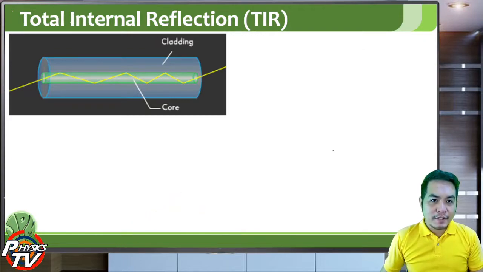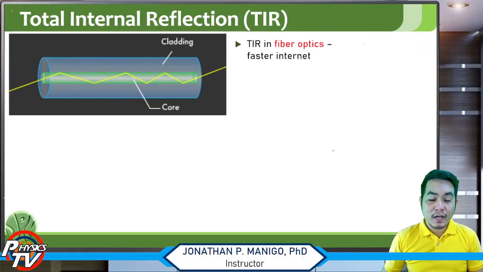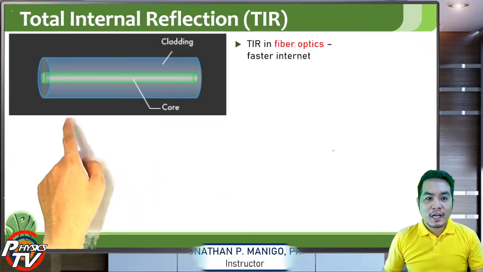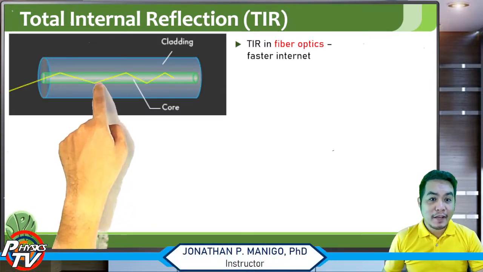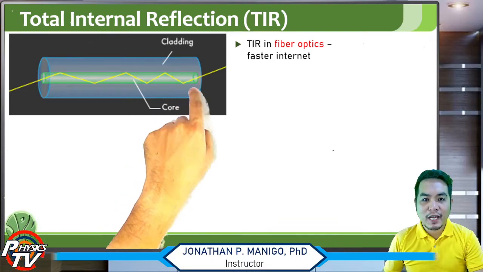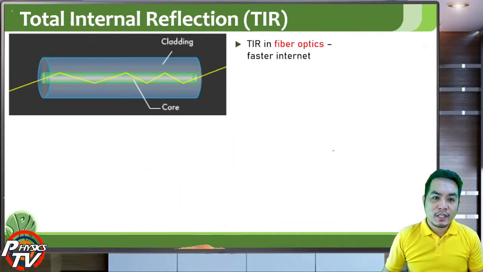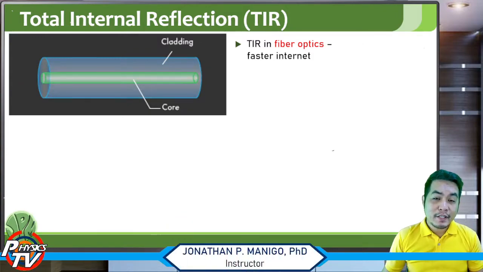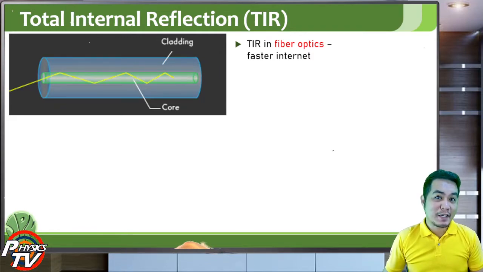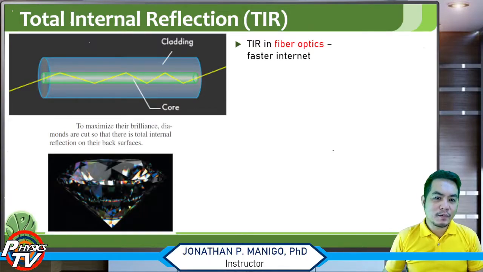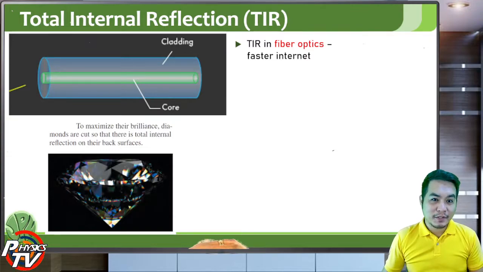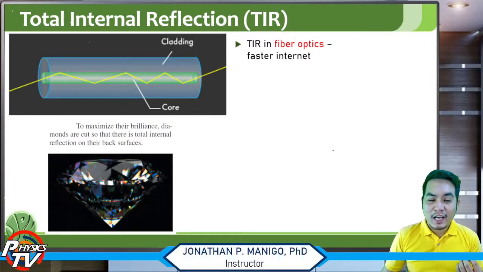Applications of total internal reflection are, say, in fiber optics. In fiber optics, light travels through the optical fiber and is totally internally reflected at the boundaries. So light travels in a fiber optic by means of TIR, and this actually gives us faster internet as compared to copper cables. In a diamond also, there's total internal reflection. That's what makes the diamond brilliant. It's because of total internal reflection.